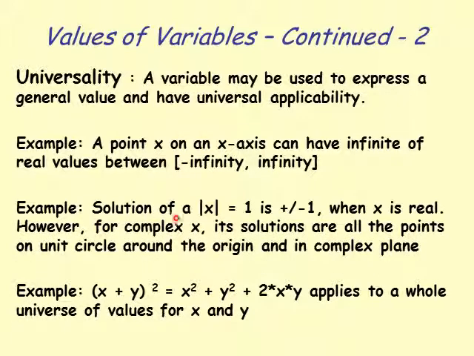Let's continue. A solution of magnitude of x is 1 has two solutions, plus 1 and minus 1, when x is real. However, for complex x, its solutions are all the points on the unit circle around the origin in a complex plane. Let's continue here. Another example, the square of x plus y is x squared plus y squared plus 2 times x times y, which applies to the whole universe of values for x and y.